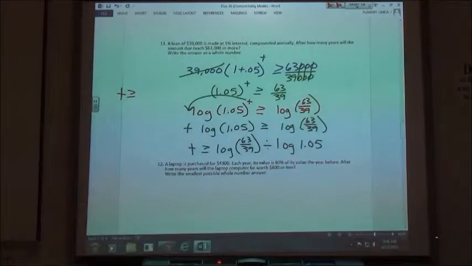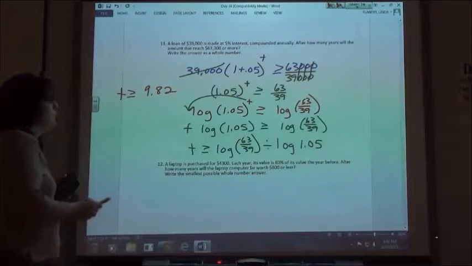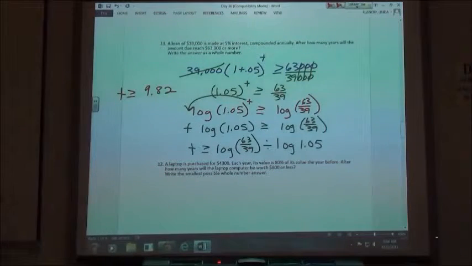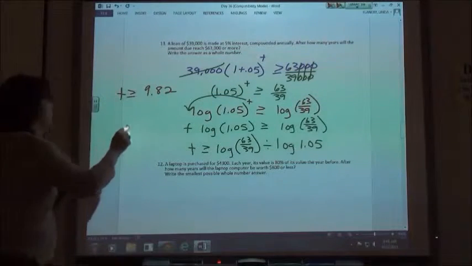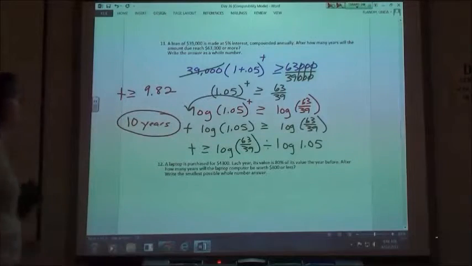Equals 9.8292. So if we round that off, 9 years is not quite enough. We have to go 10 years. In 10 years, we'll have more than $63,000. 9 years will be just a little short.